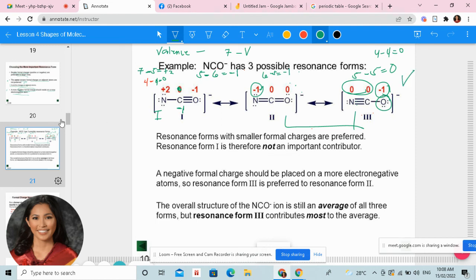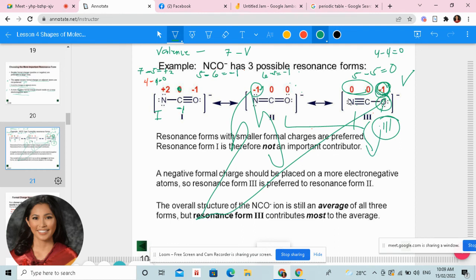Okay, the third. It's the third because the negative charge is on the more electronegative atom. So the overall structure of the NCO minus ion is still an average of the three. So this is the more accurate one, but it is still not the most correct, because the most accurate structure of NCO minus is the average of the three.